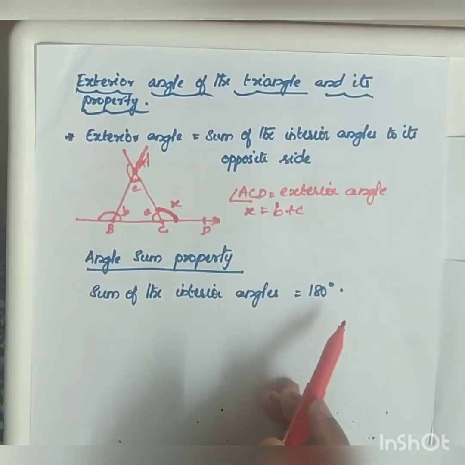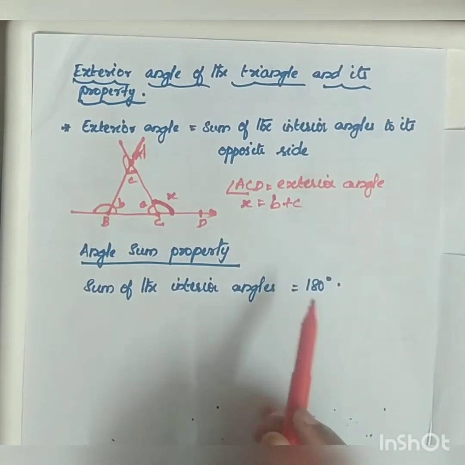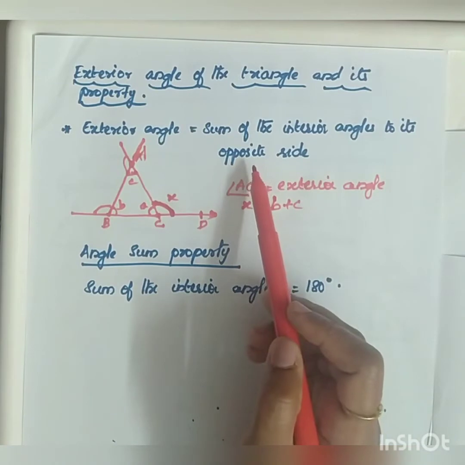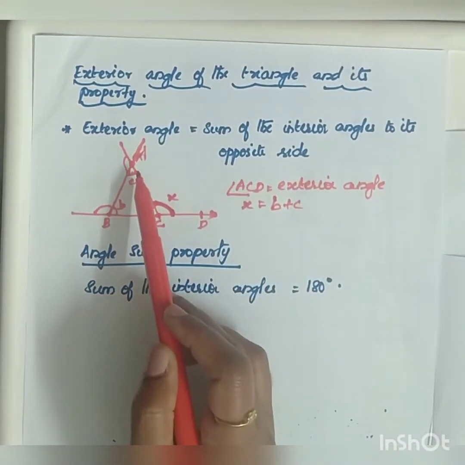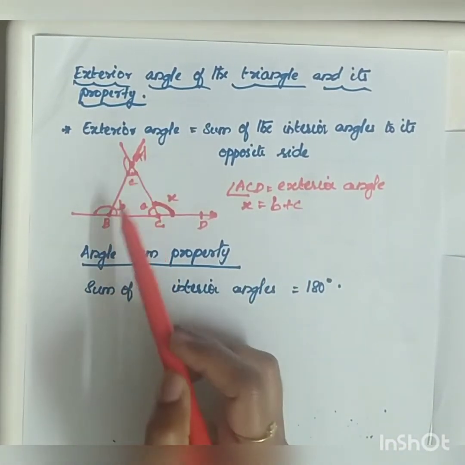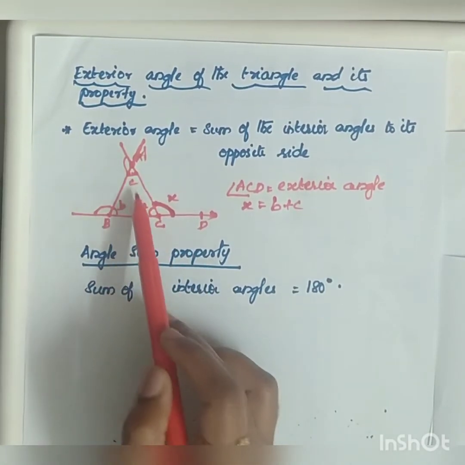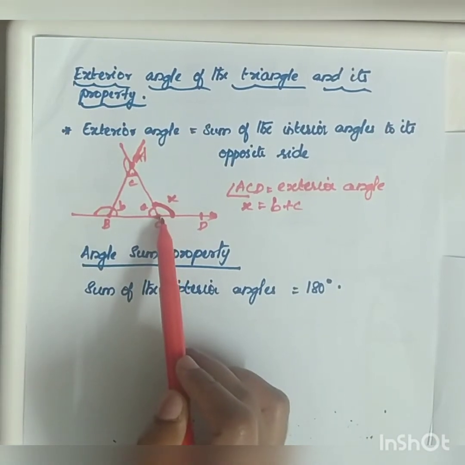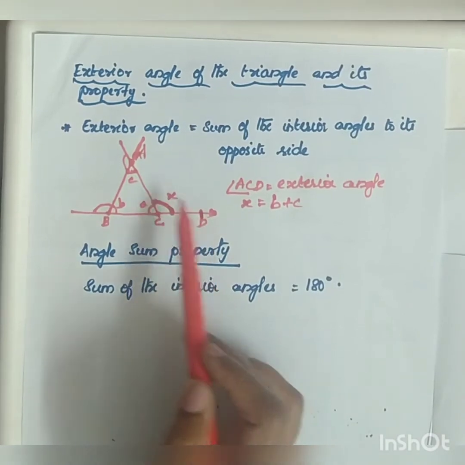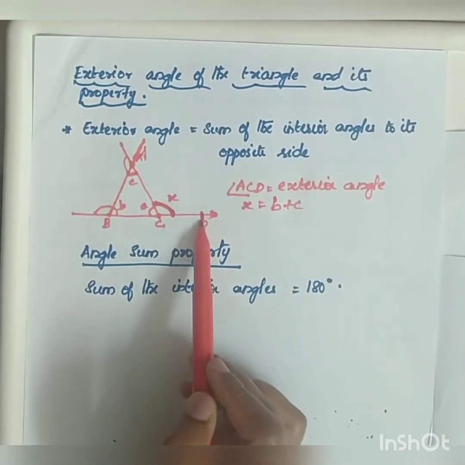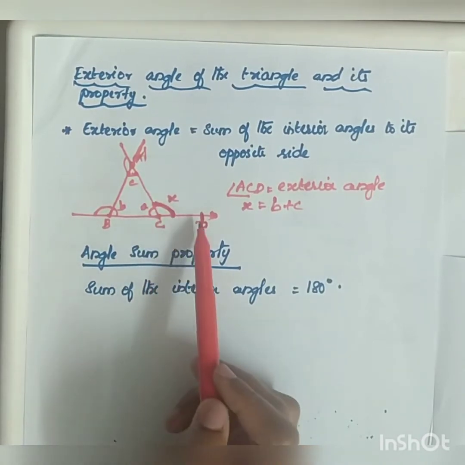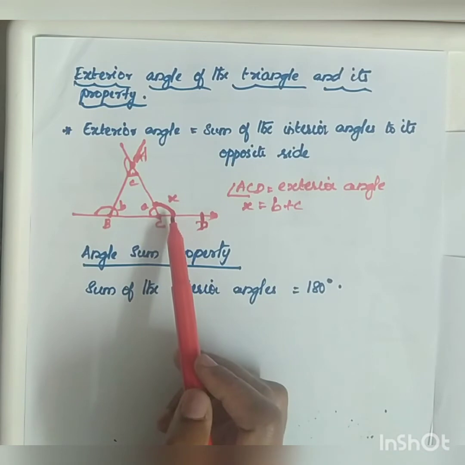So the next topic is the exterior angle of the triangle and its properties. The exterior angle is equal to the sum of the interior angles opposite to it. Let us take an example of a triangle ABC with interior angles small a, small b, small c. If we extend the line BC to a point D, the angle ACD can be called its exterior angle. That is, the angle which is outside the triangle is called an exterior angle.